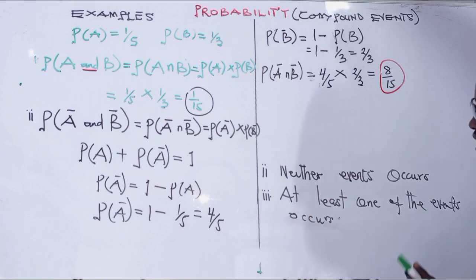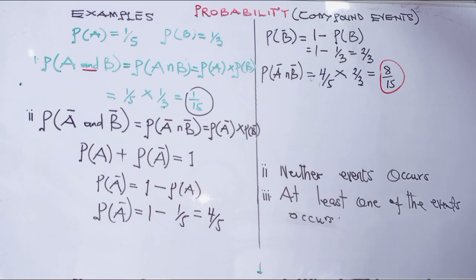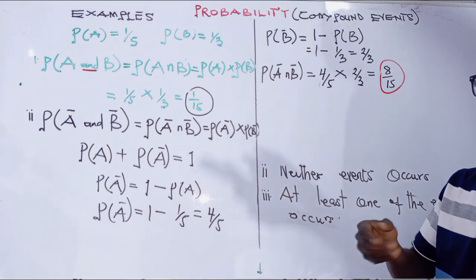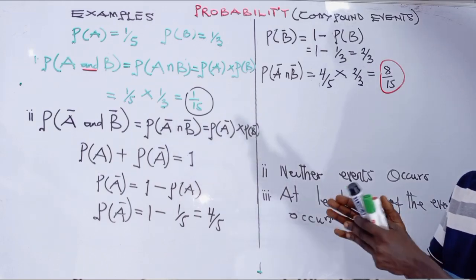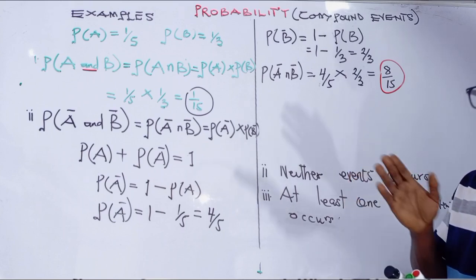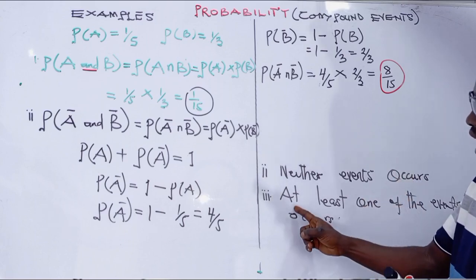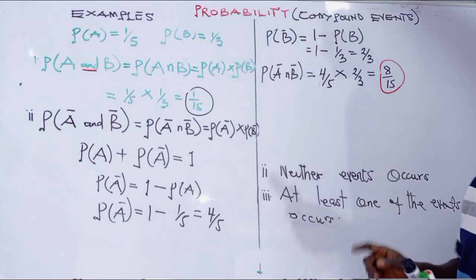Let's look at the last one: at least one of the events occurs. This means that we should have one of the events occurring or two of the events occurring. So one of the events will occur or both of the events occur, and that is going to give us at least one of the events occurs.